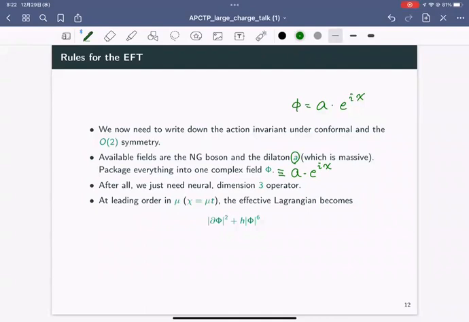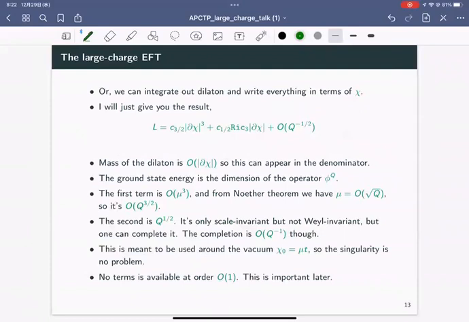And at leading order, the effective Lagrangian, for example, is the kinetic term plus phi to the sixth, because phi has dimension one. So, no, dimension half, I'm sorry. And this is dimension three, and this is dimension three. And this is the only thing you can write down at leading order. If you want to do it more systematically, we can integrate out the dilaton and write everything in terms of the Nambu-Goldstone boson. Sorry. And I will just now give you the result.